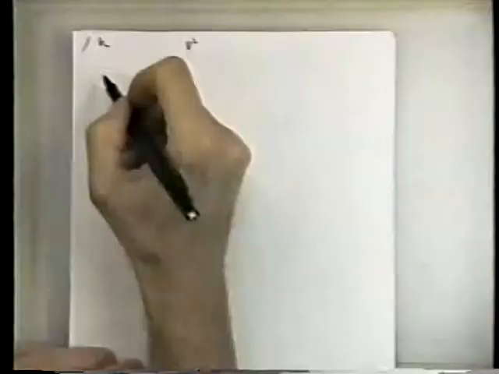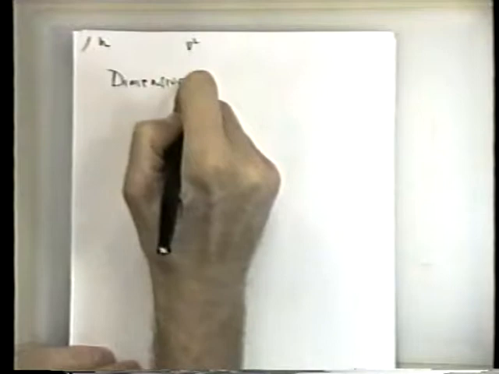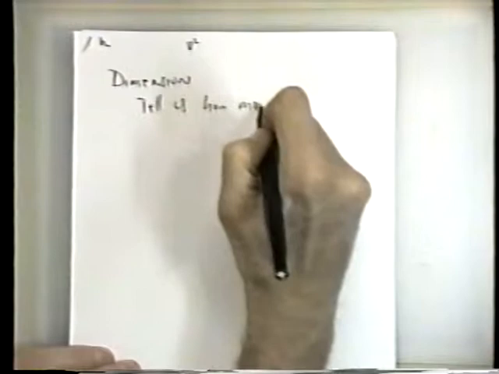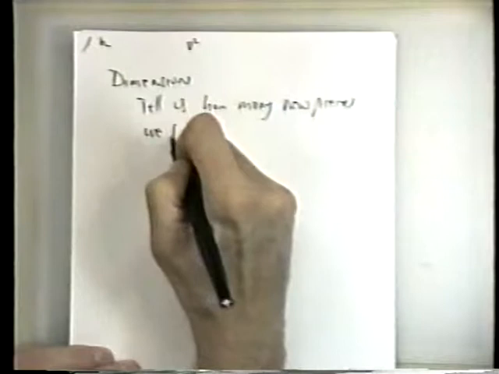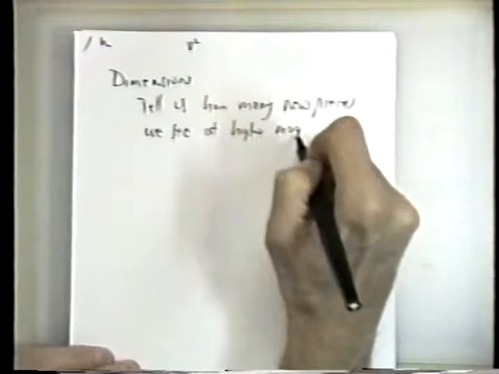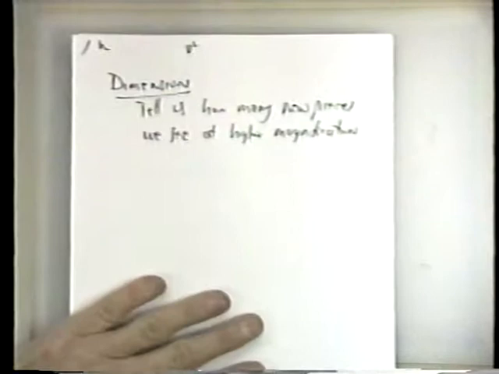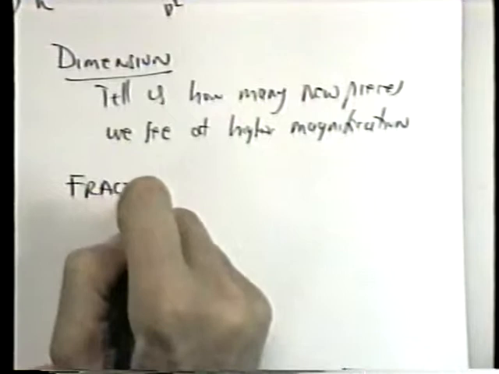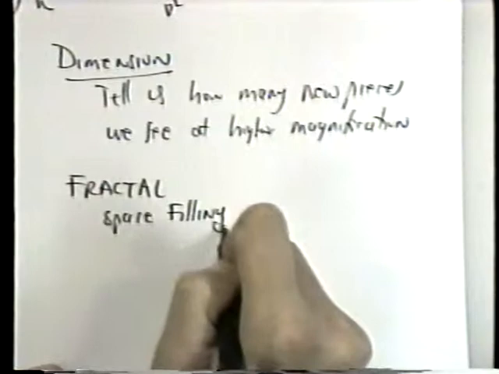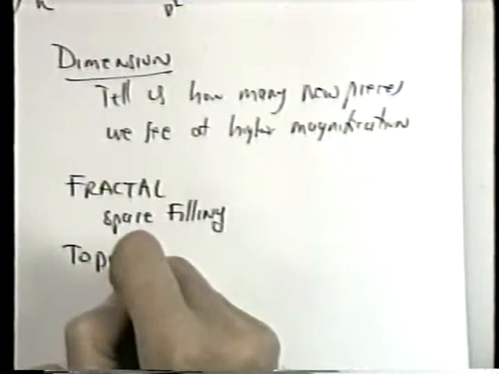Okay, so where we are is, we've just seen that the dimension basically tells us how many new pieces we see at higher magnification. And we've seen that there are a couple of different types of dimension. We've been looking first at fractal dimension, which is the space-filling properties. And next, or right now, we're going to look at the topological dimension.